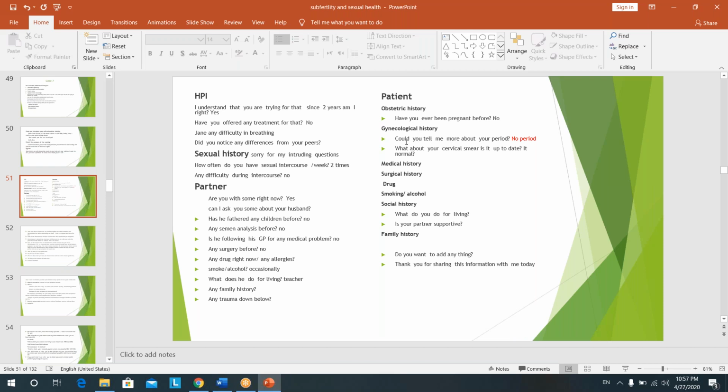In this task, this patient has primary amenorrhea, so we no need to ask about her last menstrual period and like that. Okay, you can ask about the cervical smear because she is 25 years old. She received the invitation or no. Any medical history, as you mentioned: diabetes, thyroid, a cardiac history, any surgery at all, any drug allergies, smoke, social, what do you do for a living, is your partner supportive, family history, like that. Do you want to add anything? Thank you for sharing this information with me today.